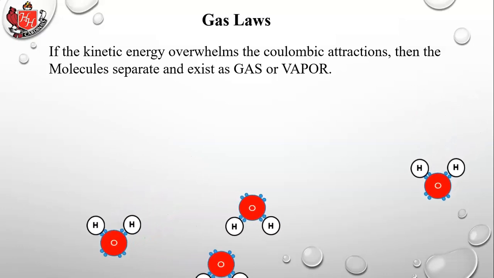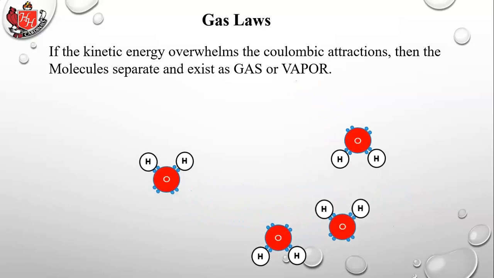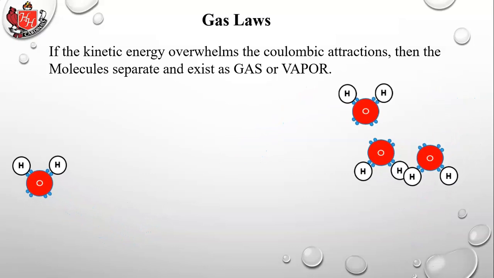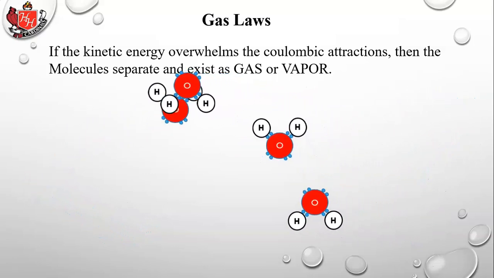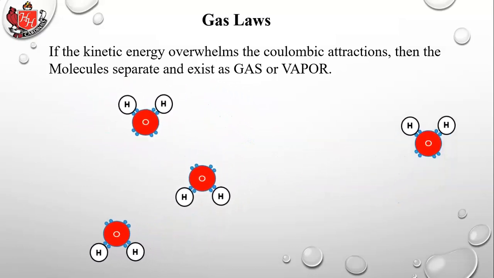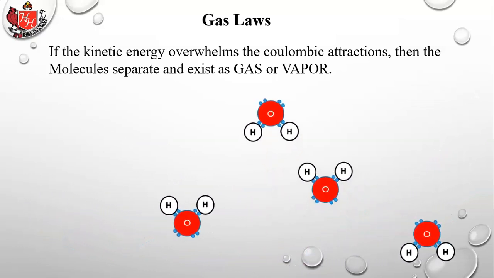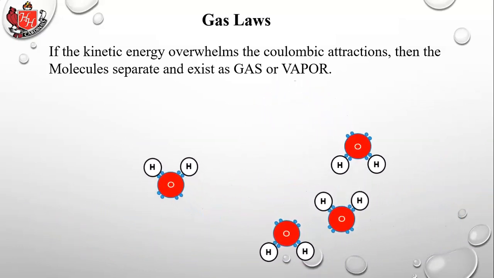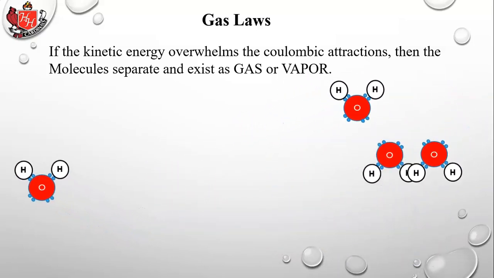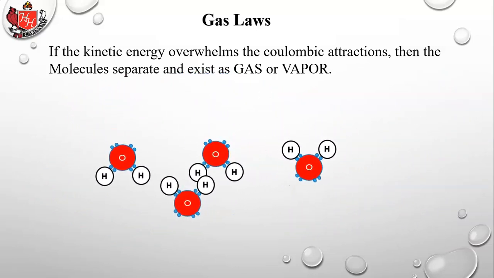In gases, there's enough kinetic energy in the molecules, these are water molecules here, to allow them to separate. They have a weak attraction, they're polar molecules, so they're attracted to each other. They like to stick together, but it's not a very strong attraction. So if enough energy is put into them, they'll break apart from each other and even break away from the Earth's gravity and start to float upward into the atmosphere. When that kinetic energy overwhelms the attractive force between them, called Coulombic attractions, then the molecules separate and exist as gas or vapor.